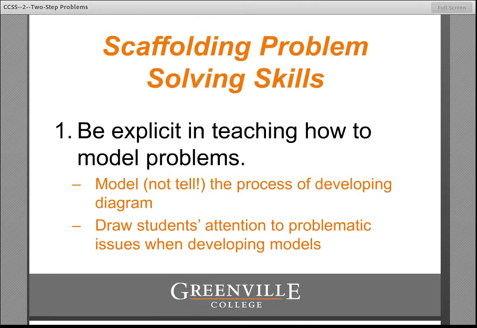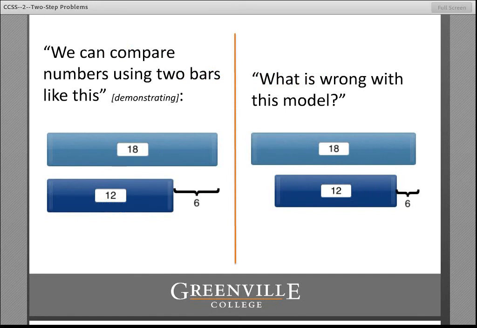Off to the left, you see I'm explicitly drawing children's attention to how I'm demonstrating a mathematical relationship with the bars. And then I can ask them what these numbers and bars mean in terms of the actual problem that we're working on. I can also show a model incorrectly drawn, as you see off to the right, and ask the students, critique this model. Tell me how to fix it and make it so it will work.